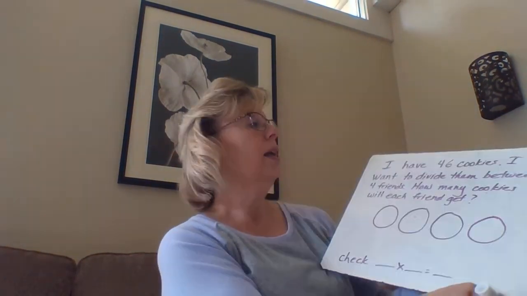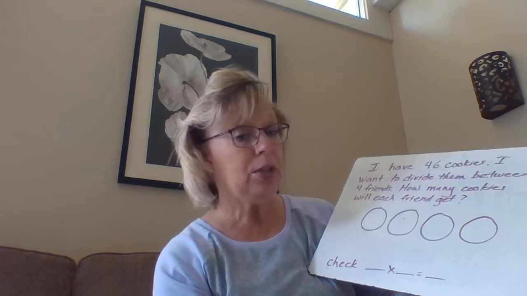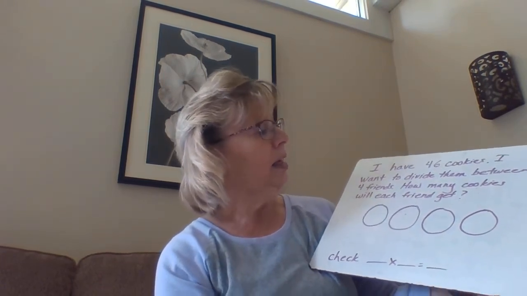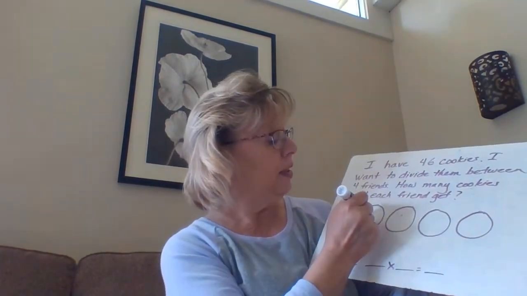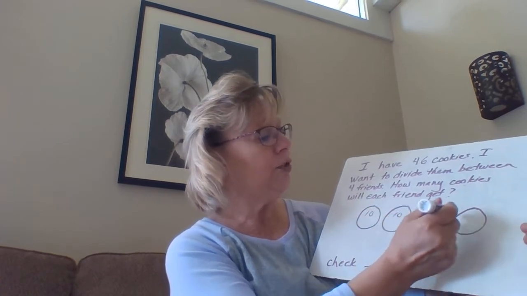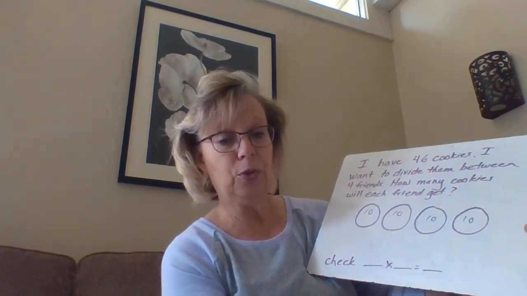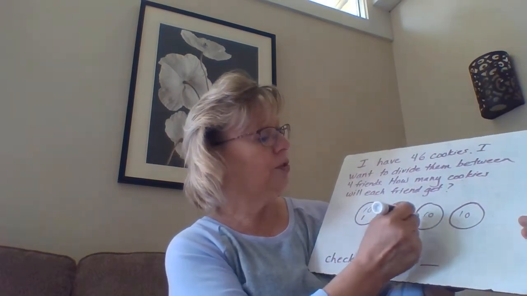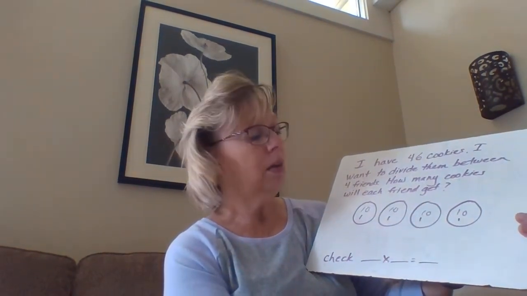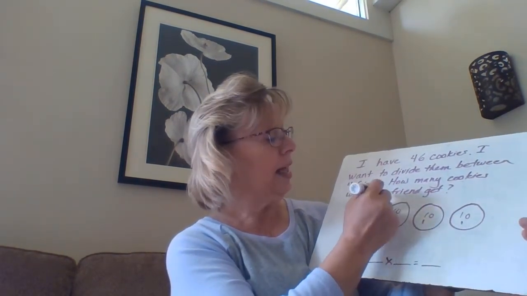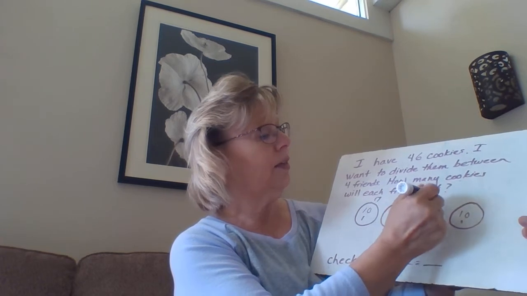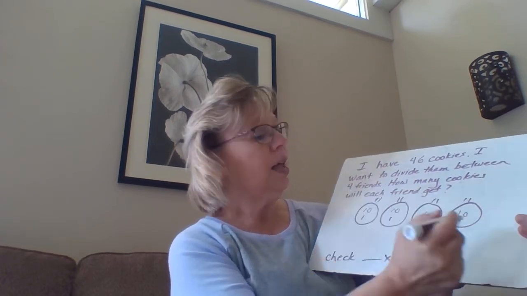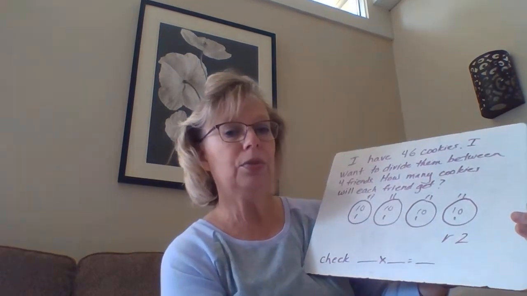Okay. I have another situation. Here I have 46 cookies. If I have 46 cookies and I want to divide them between 4 friends, how much would each get? Well, I could do 5, 10, 15, 20. Ooh, I could probably even think about 10 for each friend. If I gave each friend 10 cookies, that's 40. 41, 42, 43, 44. So that means each friend is getting 11, 11, 11, and 11, which is 44. That means I have 2 cookies. I have a remainder of 2.